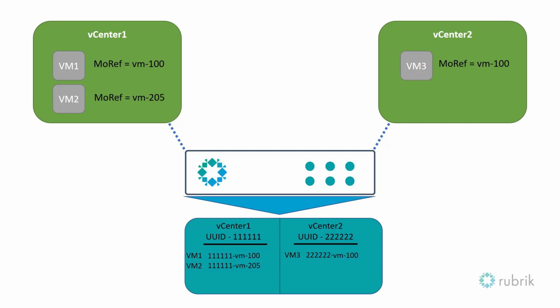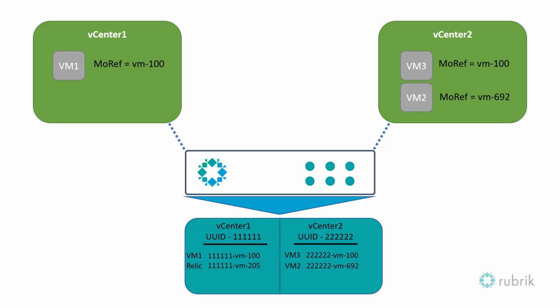Now, let's take a look at what happens if we migrate a VM from one vCenter to another. Moving VM2 from vCenter 1 to vCenter 2 generates a new MOREF ID for that VM, as the vCenter it's now connected to detects it as a new virtual machine. This will cause Rubric to detect it as a new virtual machine as well, upon which time Rubric will generate a new ID for that VM. On the flip side, the old ID of the VM will be marked as a relic within the Rubric CDM.